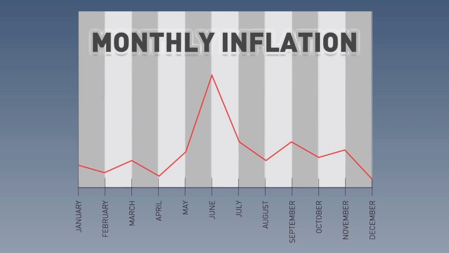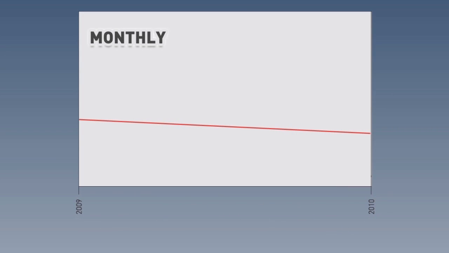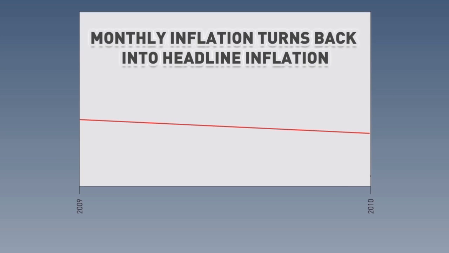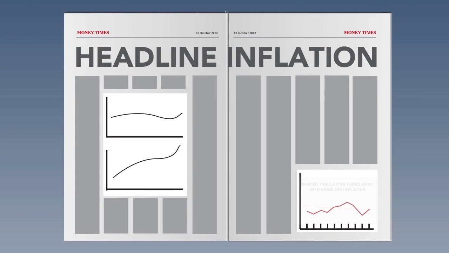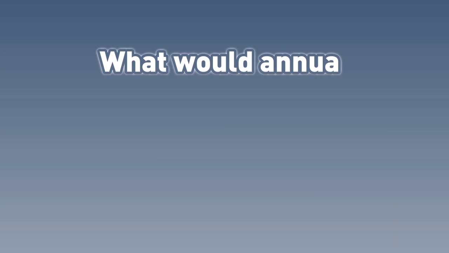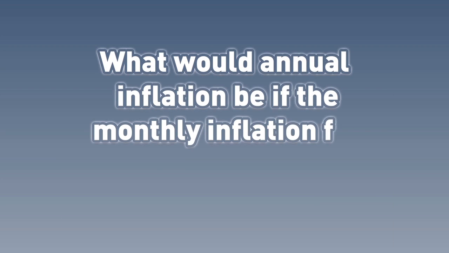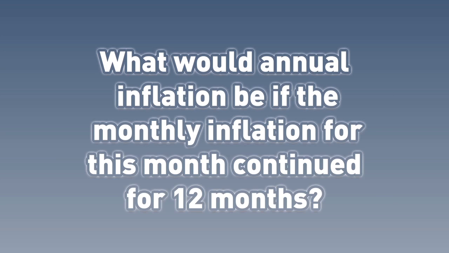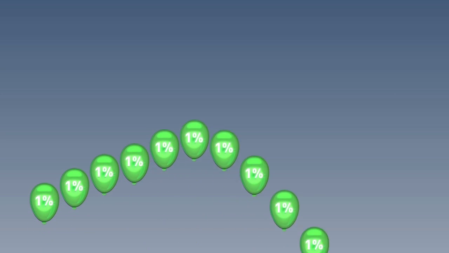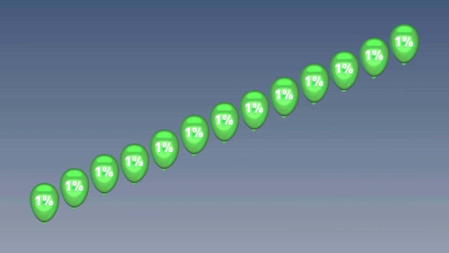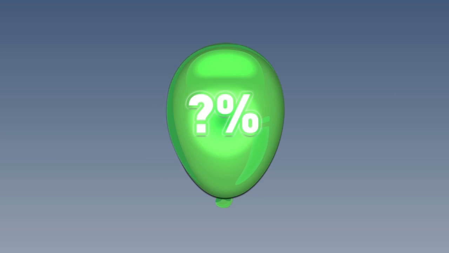But be careful. Usually monthly inflation is converted into annual inflation to be used as the headline inflation number. This just involves saying, what would annual inflation be if the monthly inflation for this month continued for 12 months? So, if monthly inflation is 1%, this means prices are going up 1% per month. If we wanted to annualize this, we would be asking, if prices go up every month by 1% for 12 months, how much will they go up over the whole year? The answer to this becomes the headline inflation number.